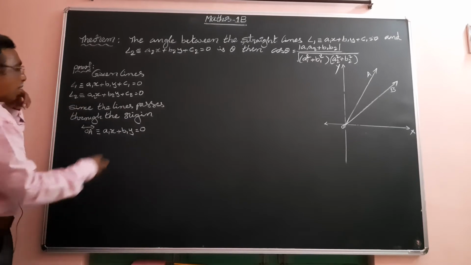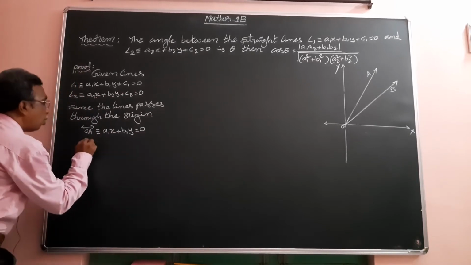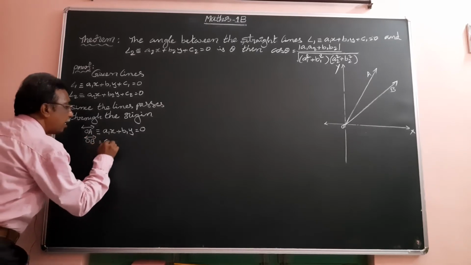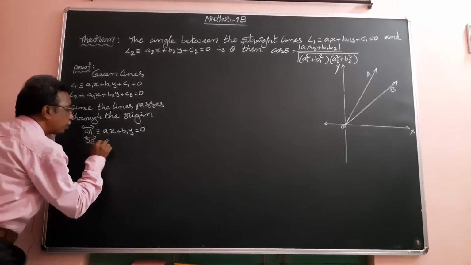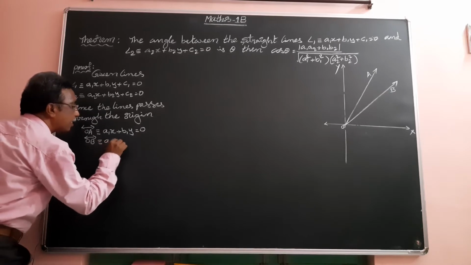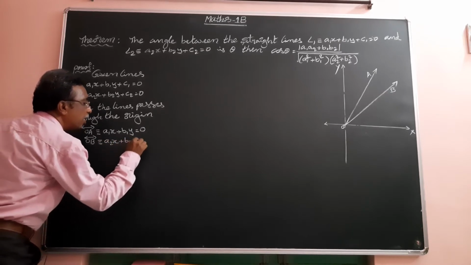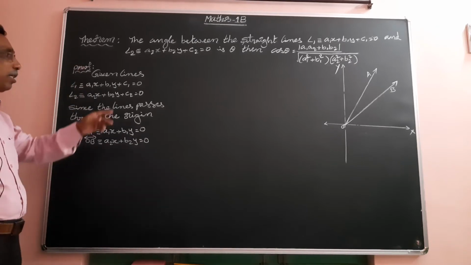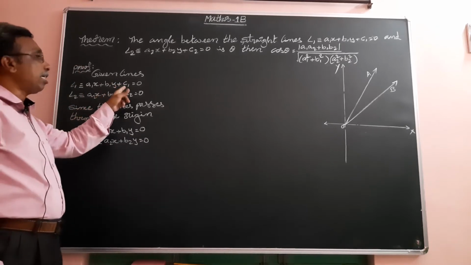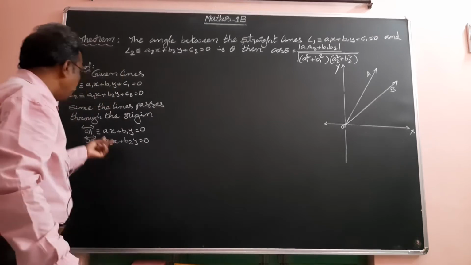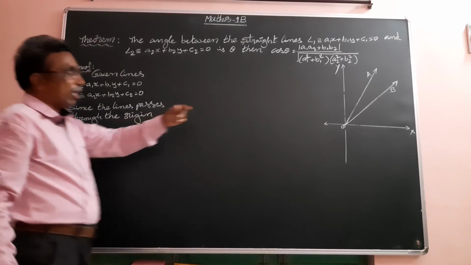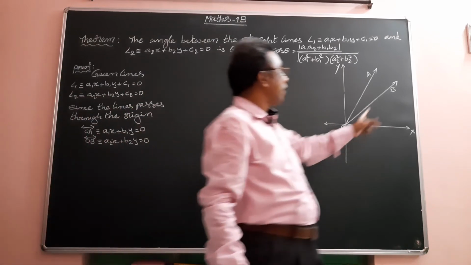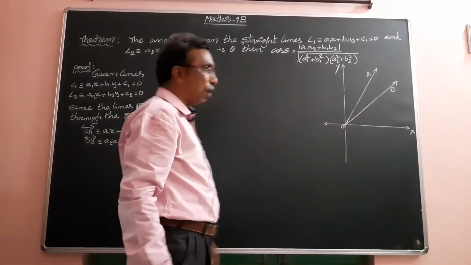Next, OB bar. OB bar is the second line. OB line is congruent to A2x plus B2y equal to 0. These two lines pass through the origin means the constant is eliminated. So OA bar, this line is A1x plus B1y equal to 0. This line is A2x plus B2y equal to 0.